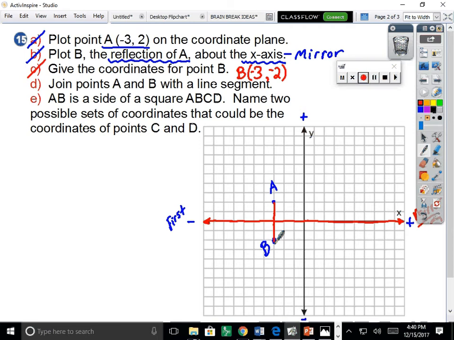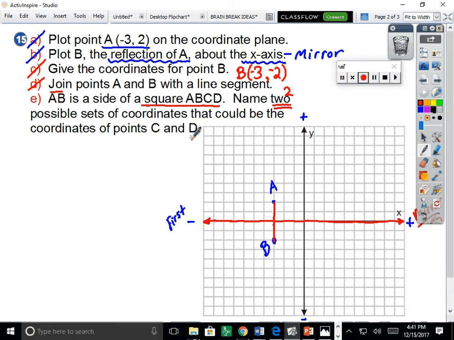There's line segment AB. Okay, if we take a look at part E, AB, and actually it probably should say line segment AB. I think I did that when I was typing here. I didn't know how to show that notation and I forgot to try to put a little line above it. So let's read this as line segment AB is a side of a square ABCD. Oh, I want a square. This is important. A square with this name, meaning A is connected to B is connected to C is connected to D. Well, then it goes on to say, this is important, I usually underline this, highlight it, I need two possible sets of coordinates that could be the coordinates of points C and D.